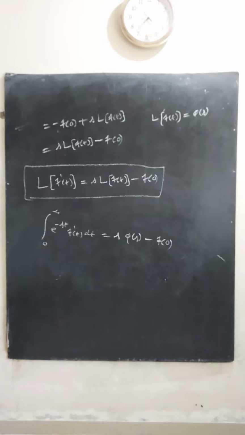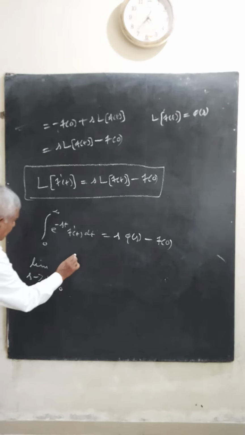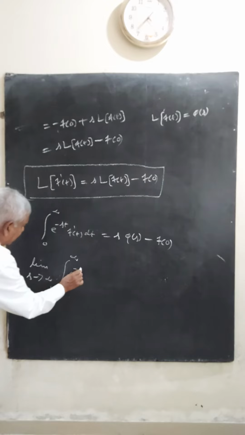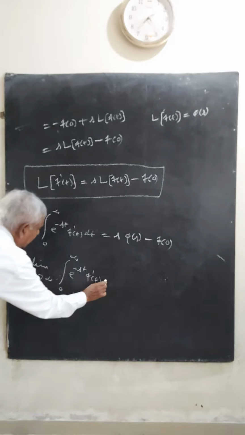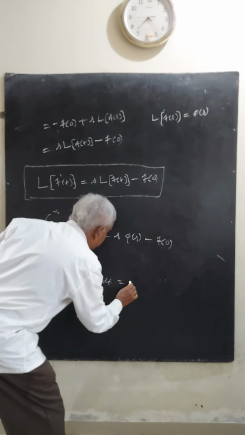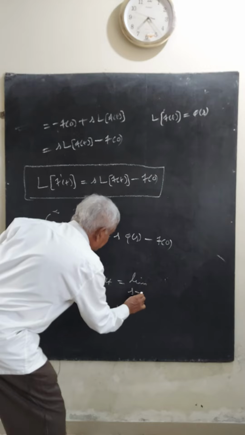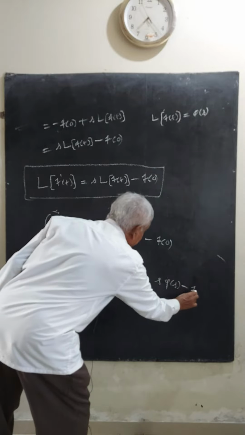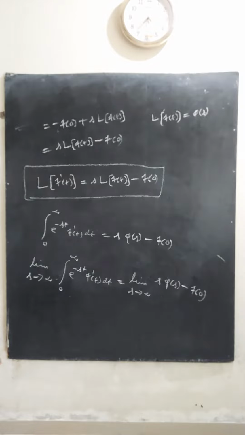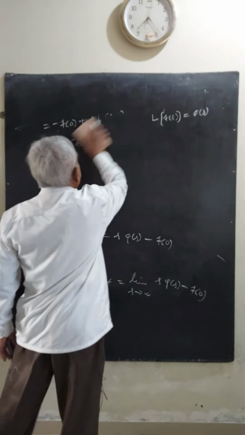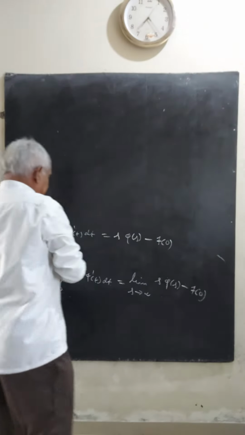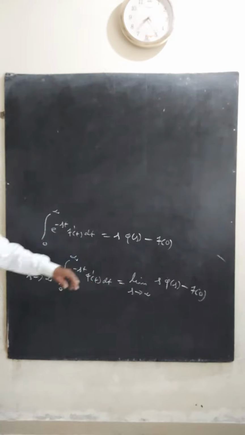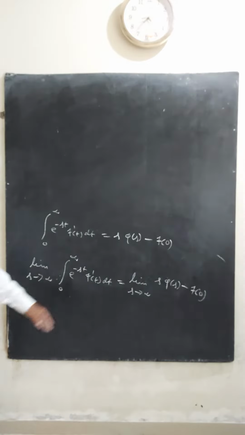Taking limit s tends to infinity on both sides: limit s tends to infinity of integral 0 to infinity e power minus st f dash of t dt equal to limit s tends to infinity of s phi of s minus f of 0. We are integrating with respect to t only. This limit enters into the integral.